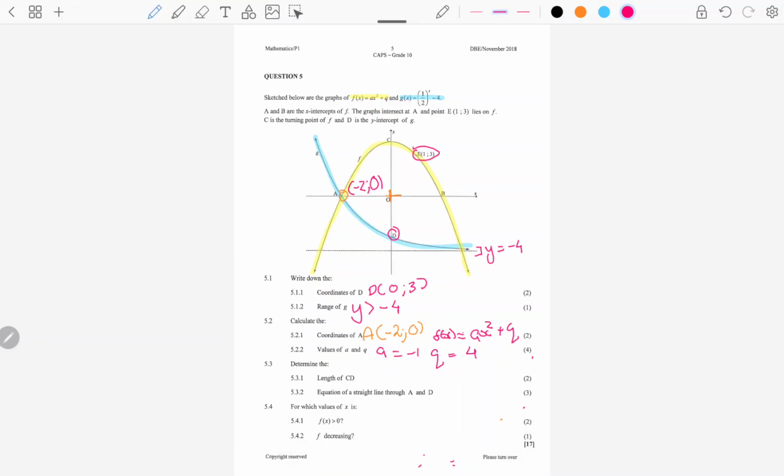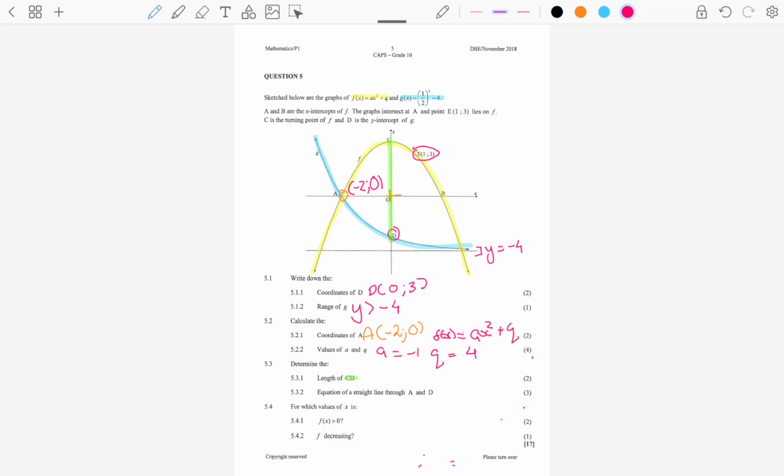Now, the next question wants us to find the length of CD. CD is from this point here all the way to this point here. So the only possible way we can find this length is to look for the y values of C and the y values of D and add them together. That will give us the length. Oh, sorry, not add them together, minus them.